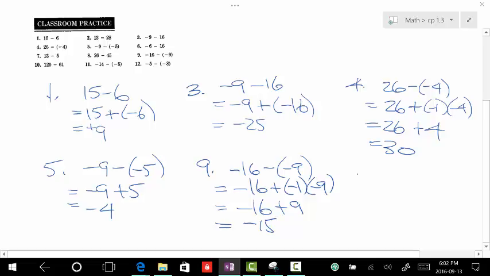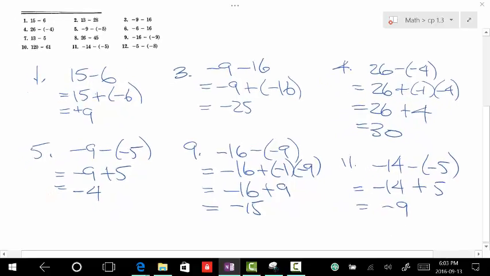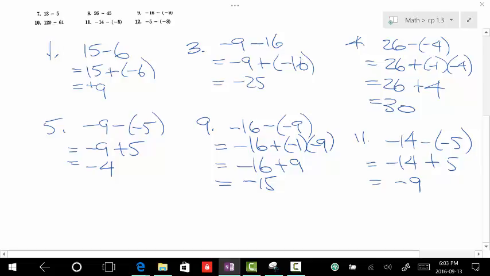My final example is going to be number 11. Number 11 is you've got minus 14 minus minus 5. Whoa, just a minute here. That's minus 14. Now you got the two negatives. A negative multiplied by a negative is a positive, so that's minus 14 plus 5, which is equal to minus 9. So the key thing to remember here is if you have a negative number multiplied by a negative number, it will always give you a positive number. And that's the takeaway in this lesson.